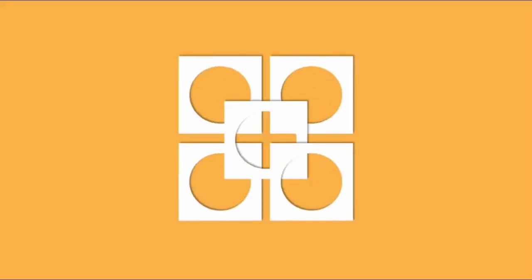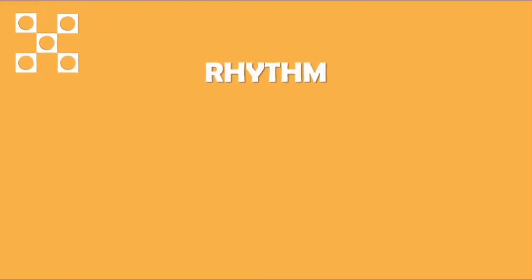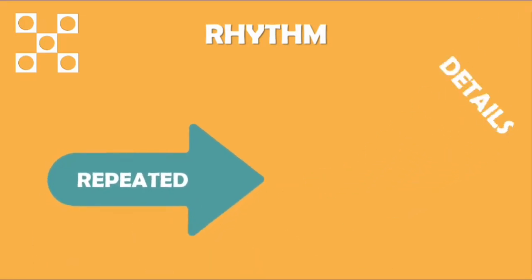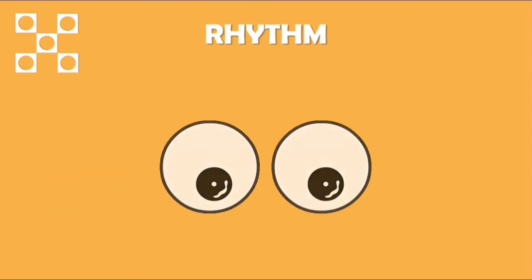And lastly, we have rhythm, which gives a sense of movement in artworks. So when motifs or elements are repeated, alternated, or arranged, the interval between them or how they overlap can create a sense of movement in that particular artwork.